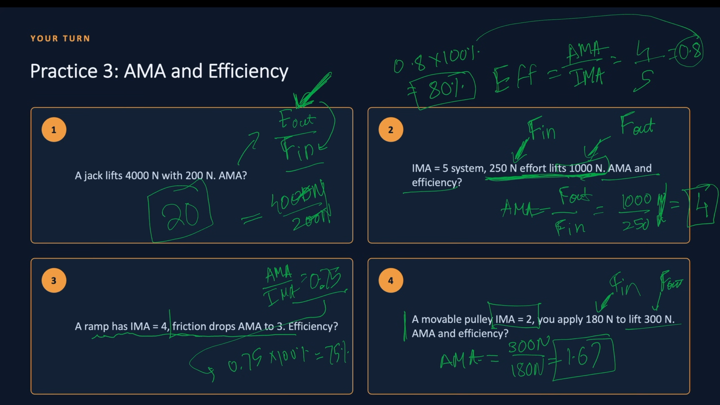Okay? And then our efficiency here is going to be our actual mechanical advantage, right? So efficiency is equal to actual mechanical advantage over ideal, or 1.67 divided by 2, which would give us 0.835 times 100%, or 83.5%. There you have it. That's your answers.